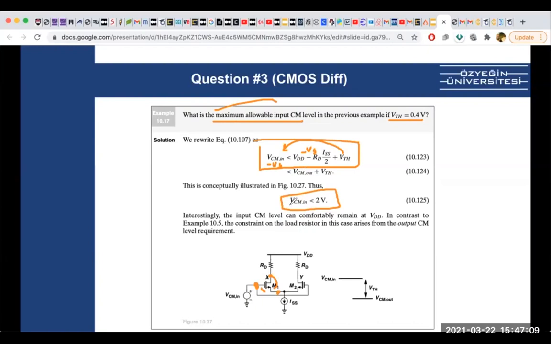Okay? So if VCM becomes, for instance, bigger than 2 volts, then this circuit will not be in saturation anymore.